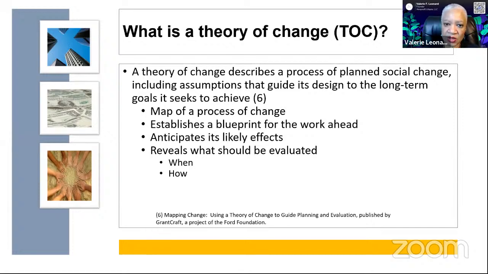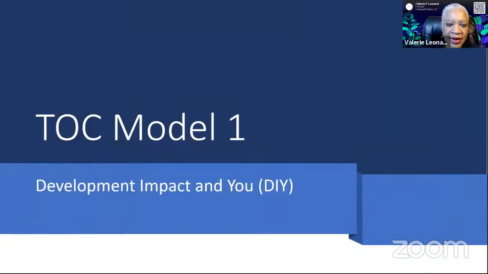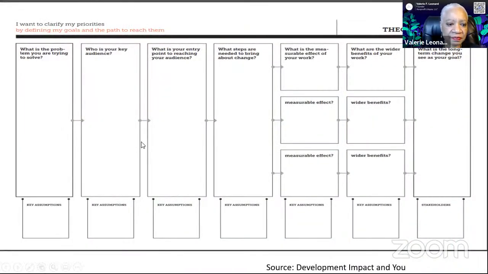Again, this is used for several purposes in program design as well as program evaluation. But it's really, really important to use it in your strategic planning process because, as you know, your program design flows from strategy. Alrighty, so we're going to talk about three models for your theory of change. And the first one was developed by DIY, the Development Impact and You. They're based in England.